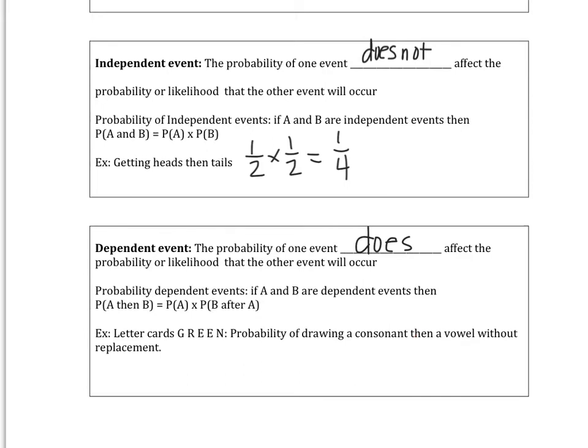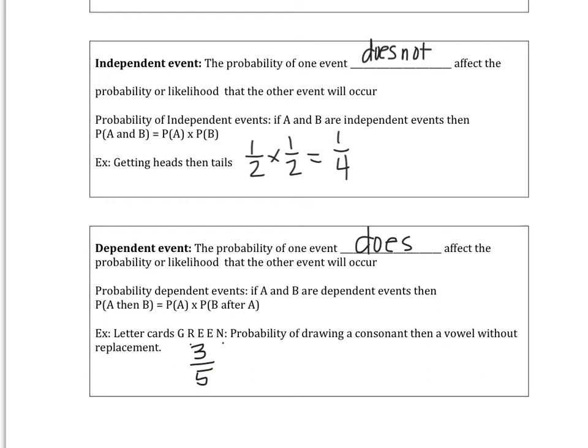So for the first event, the probability of drawing a consonant will happen. And then when you draw a vowel, the fact that you drew a consonant first will depend on your odds of getting a vowel. So what that would mean is this. Let's see how many consonants there are. There are G, R, and N. So there are 3 out of 1, 2, 3, 4, 5. So 3 out of 5.